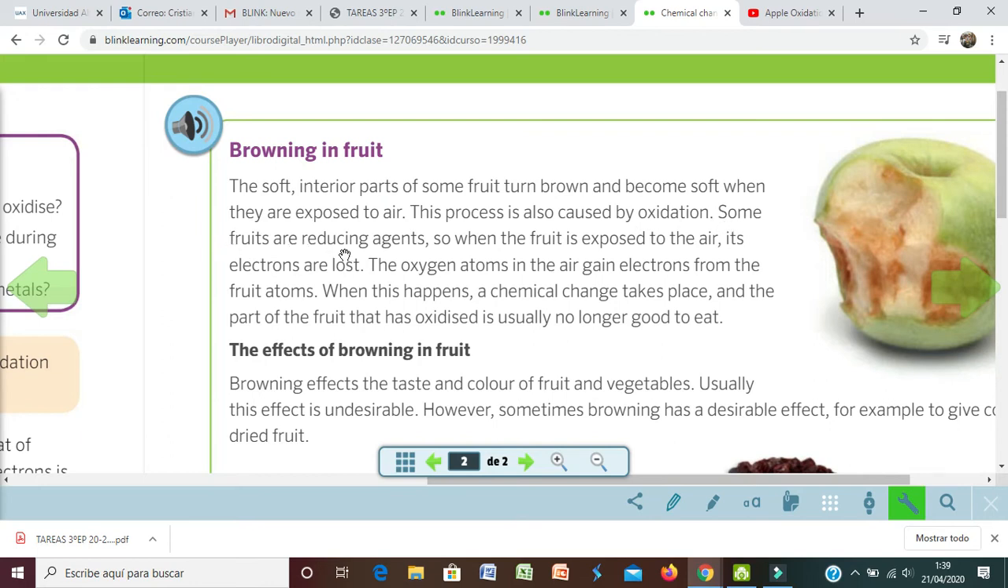Some fruits are reducing agents, so when the fruit is exposed to the air, its electrons are lost. The oxygen atoms in the air gain electrons from the fruit atoms. When this happens, a chemical change takes place, and the part of the fruit that has oxidized is usually no longer good to eat. So we are going to set an example here with browning.